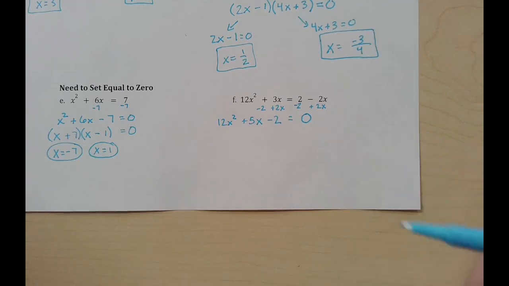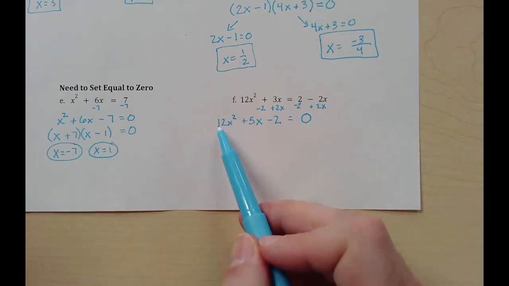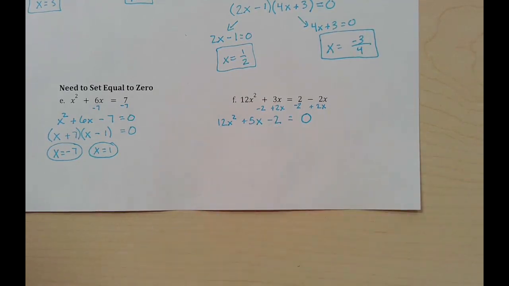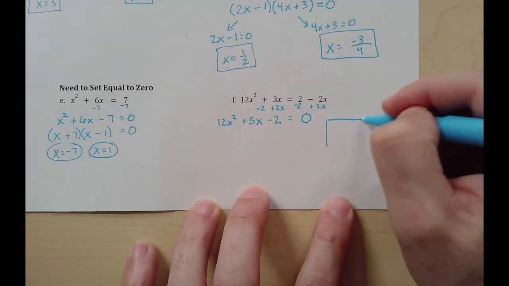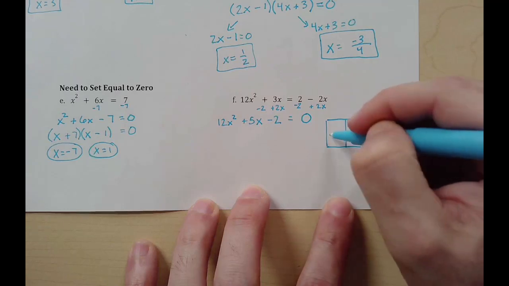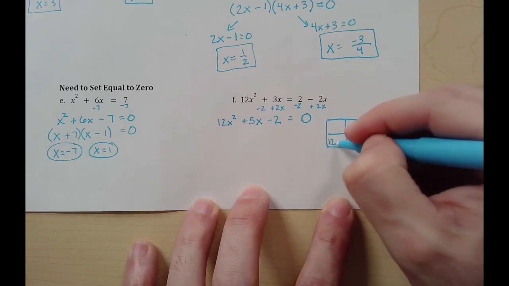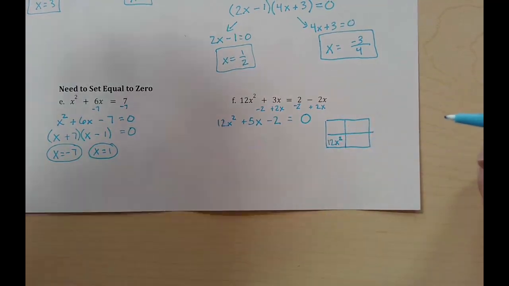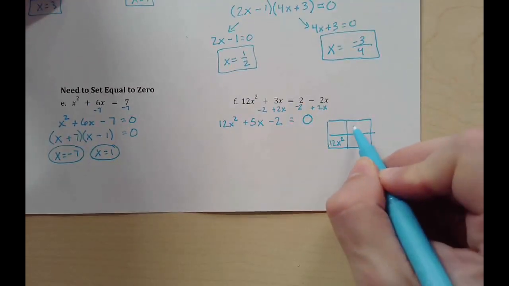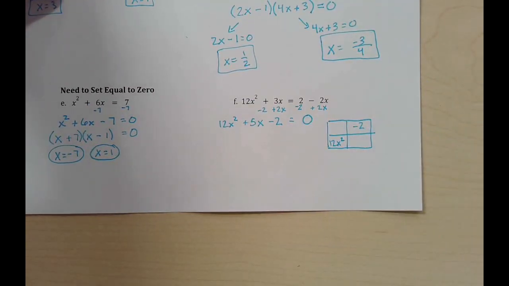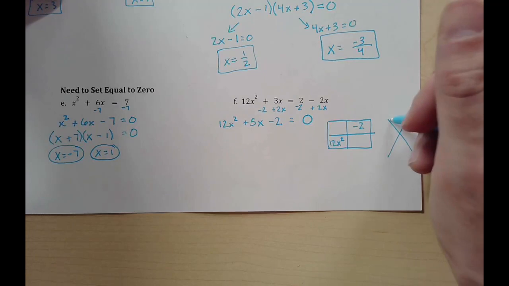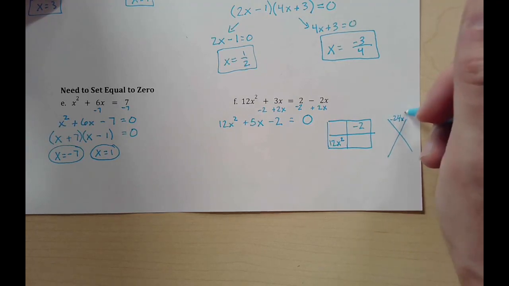Now I need to use a generic well, first I'll check, do I have something I can factor out of each term? That answer is no. So now I'm going generic rectangle. 12x squared and negative 2. I need to multiply to negative 24x squared.